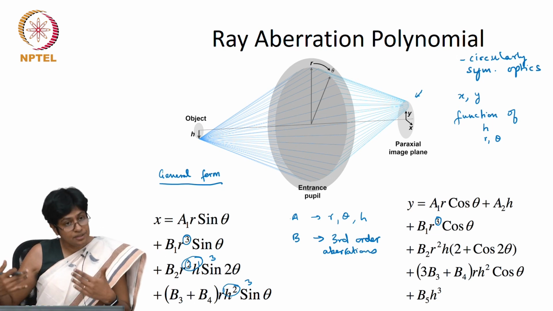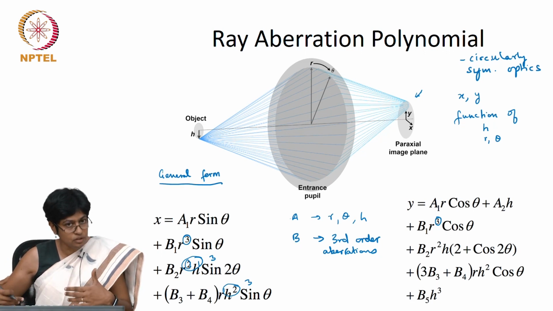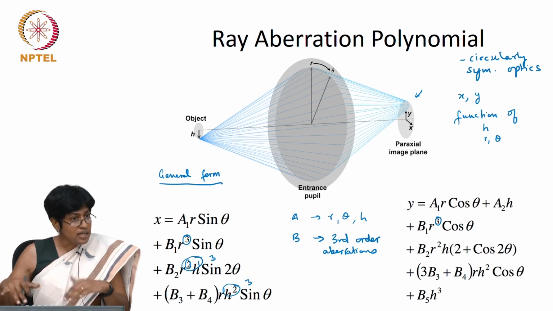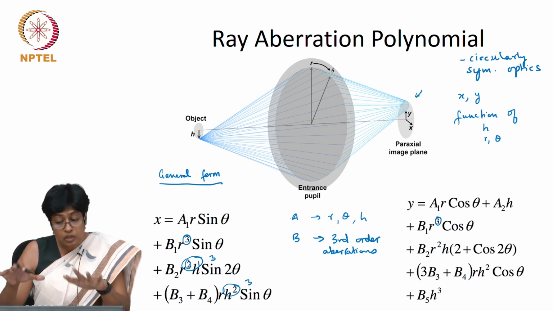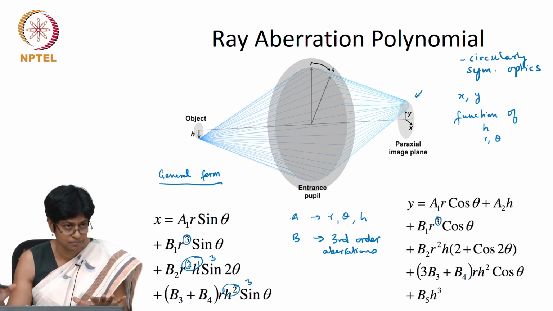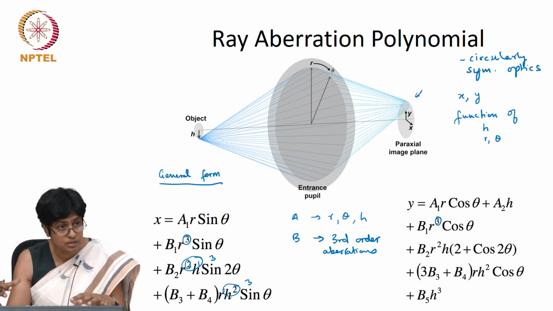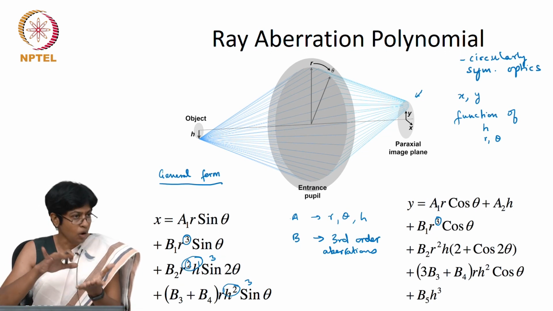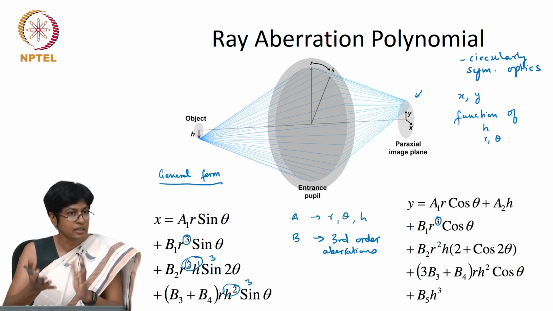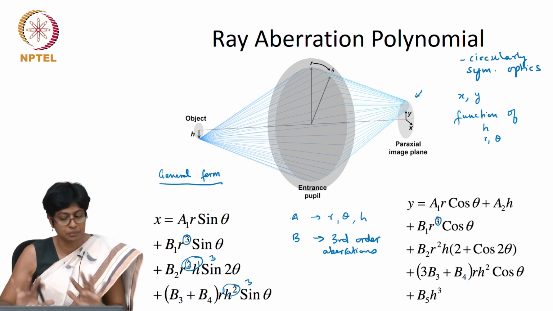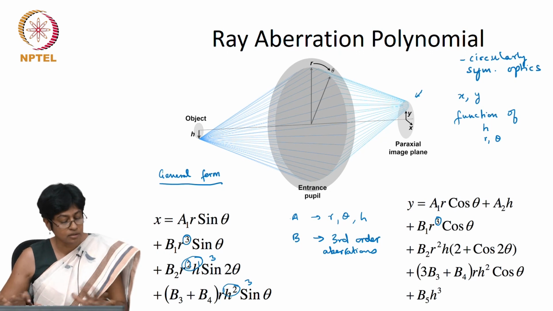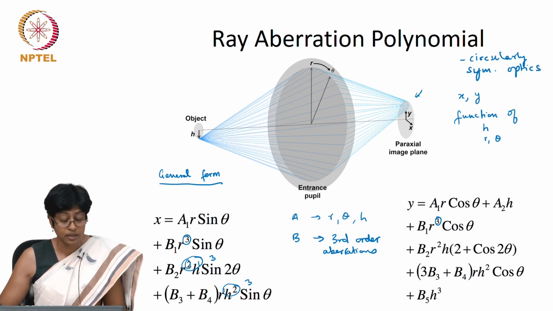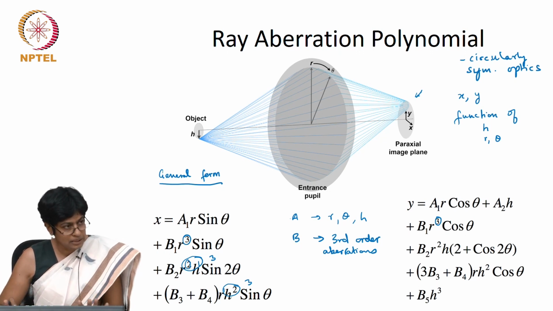And in fact, I can write 5th order, 7th order, and so on. You do not have the even orders here because of the circular symmetry. You could change this equation if you tilted your optical system or your lens and introduced asymmetry into the system. But because you've taken a symmetric system, the even orders disappear.